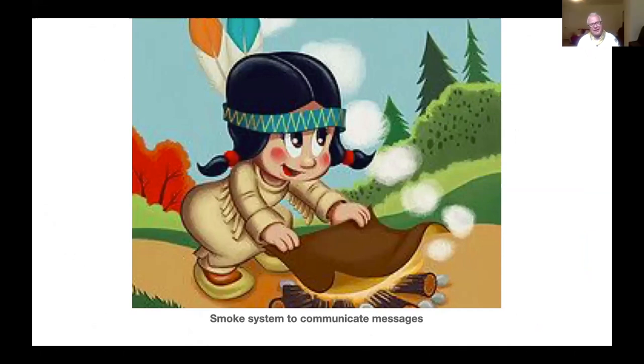Also, here the Native Americans have this interesting way to communicate, this smoke system. We are not studying this today, but at least we have an image of the Pathfinder, Indian Pathfinder or Adventurer, playing with the smokes.